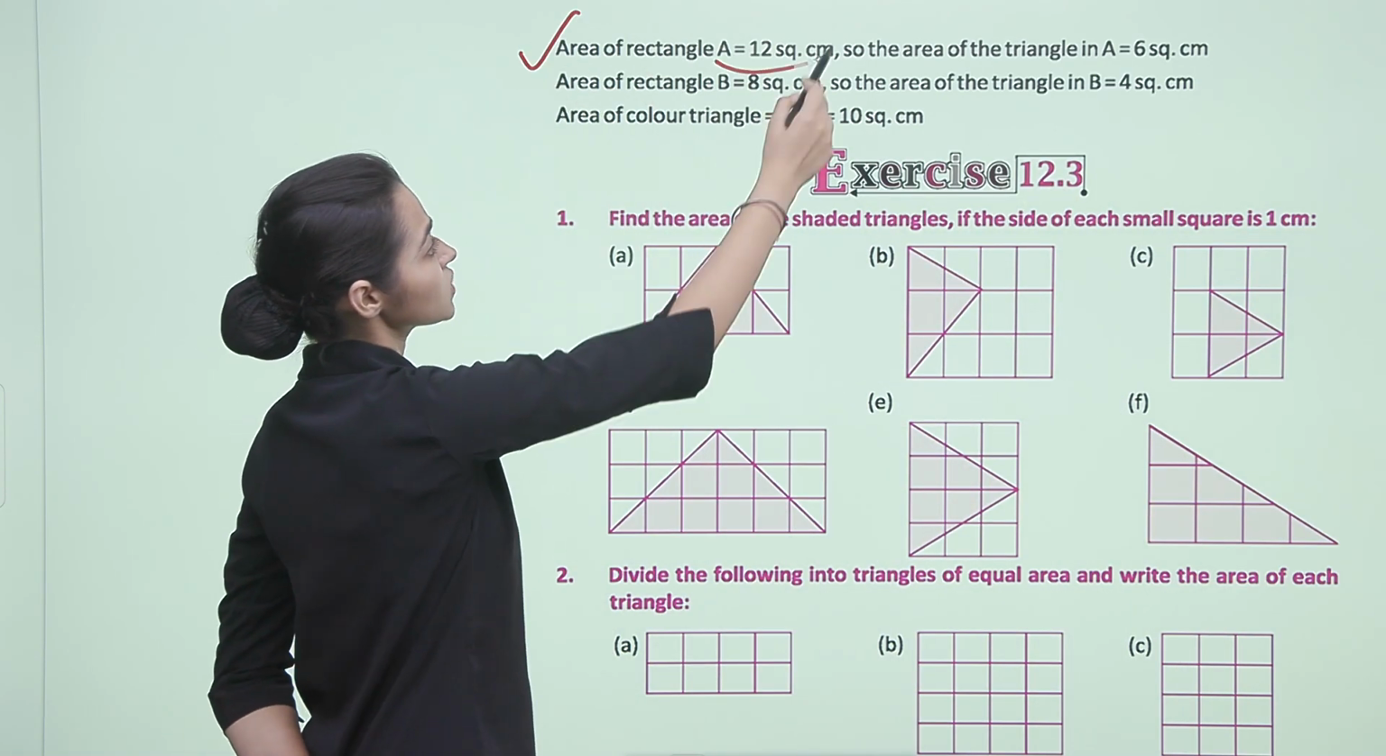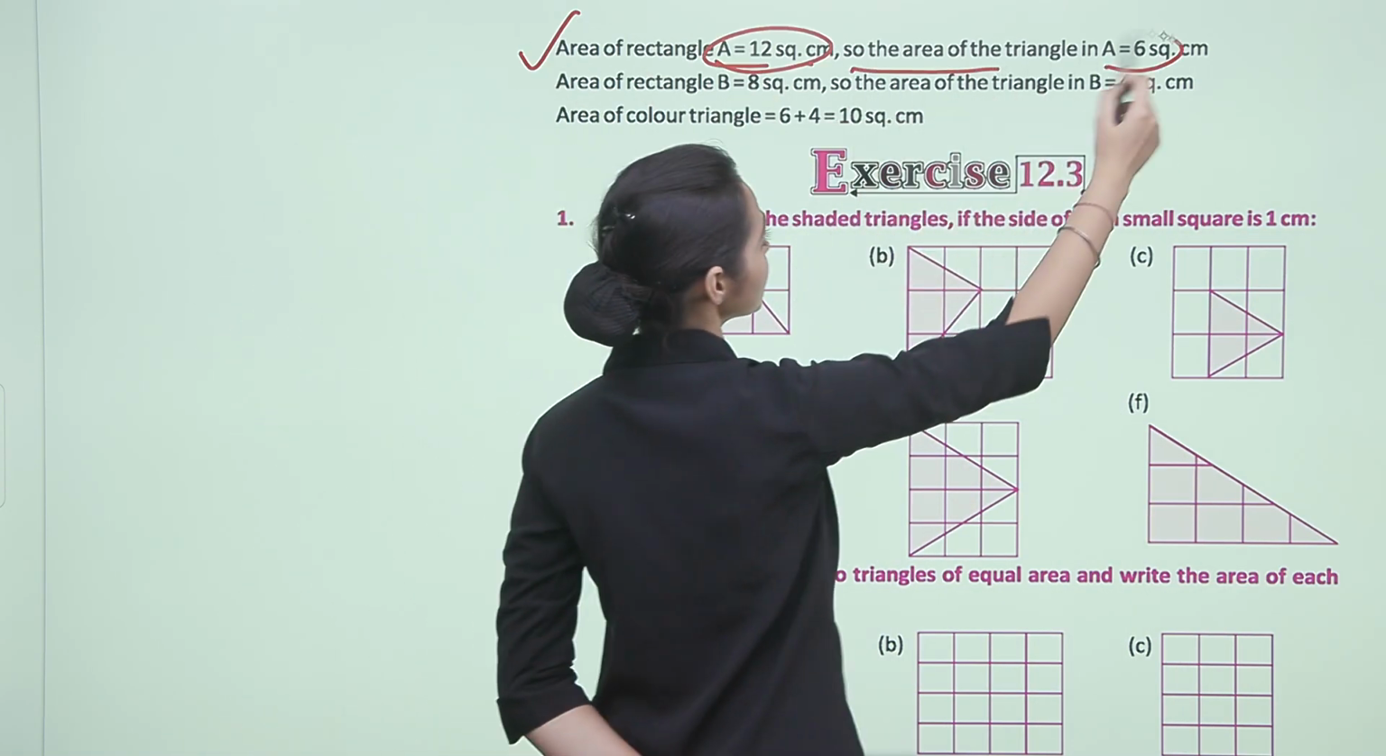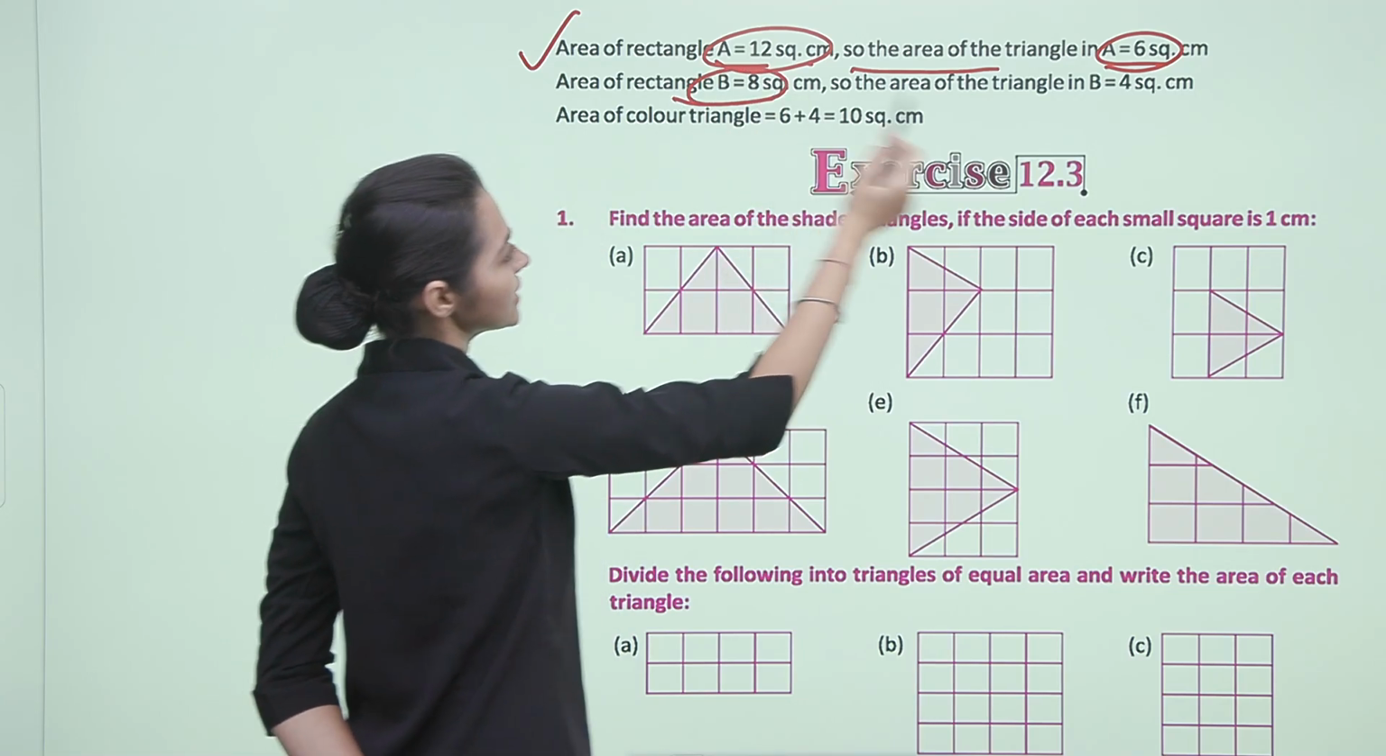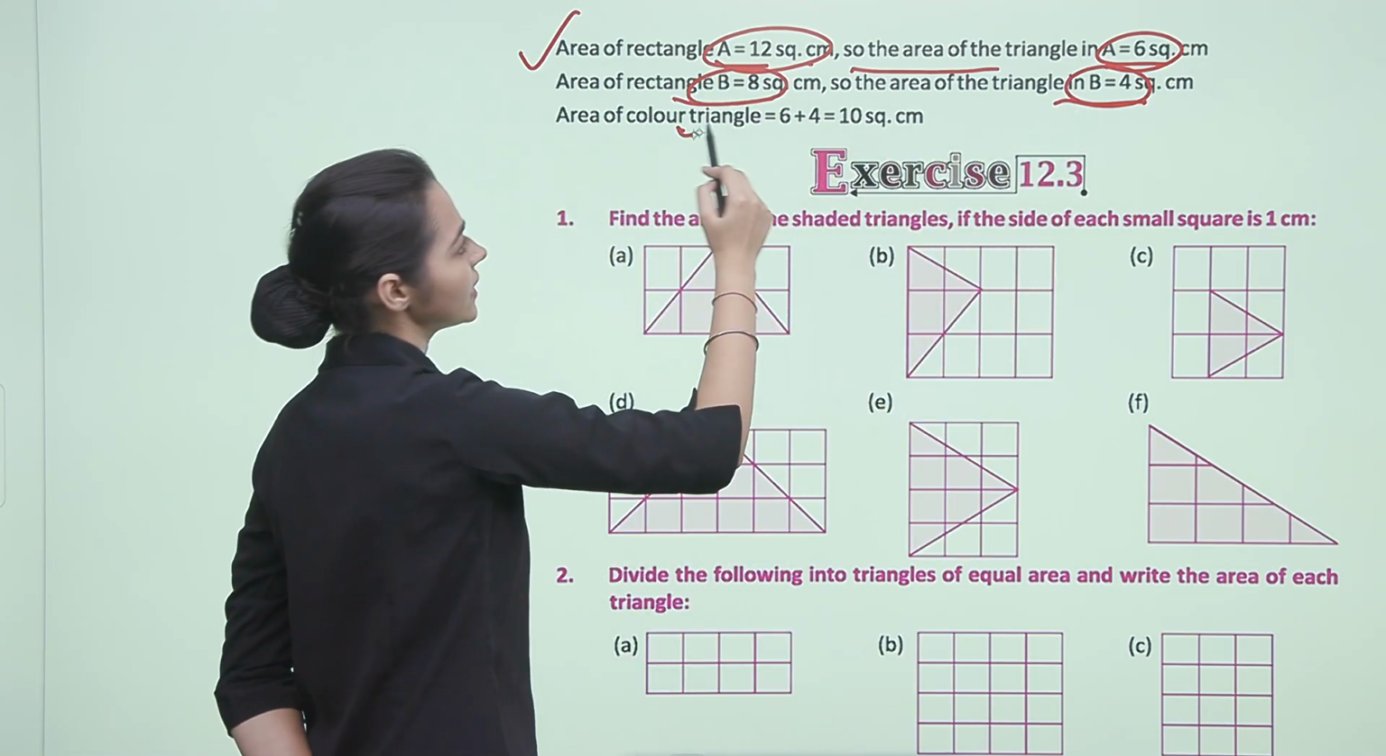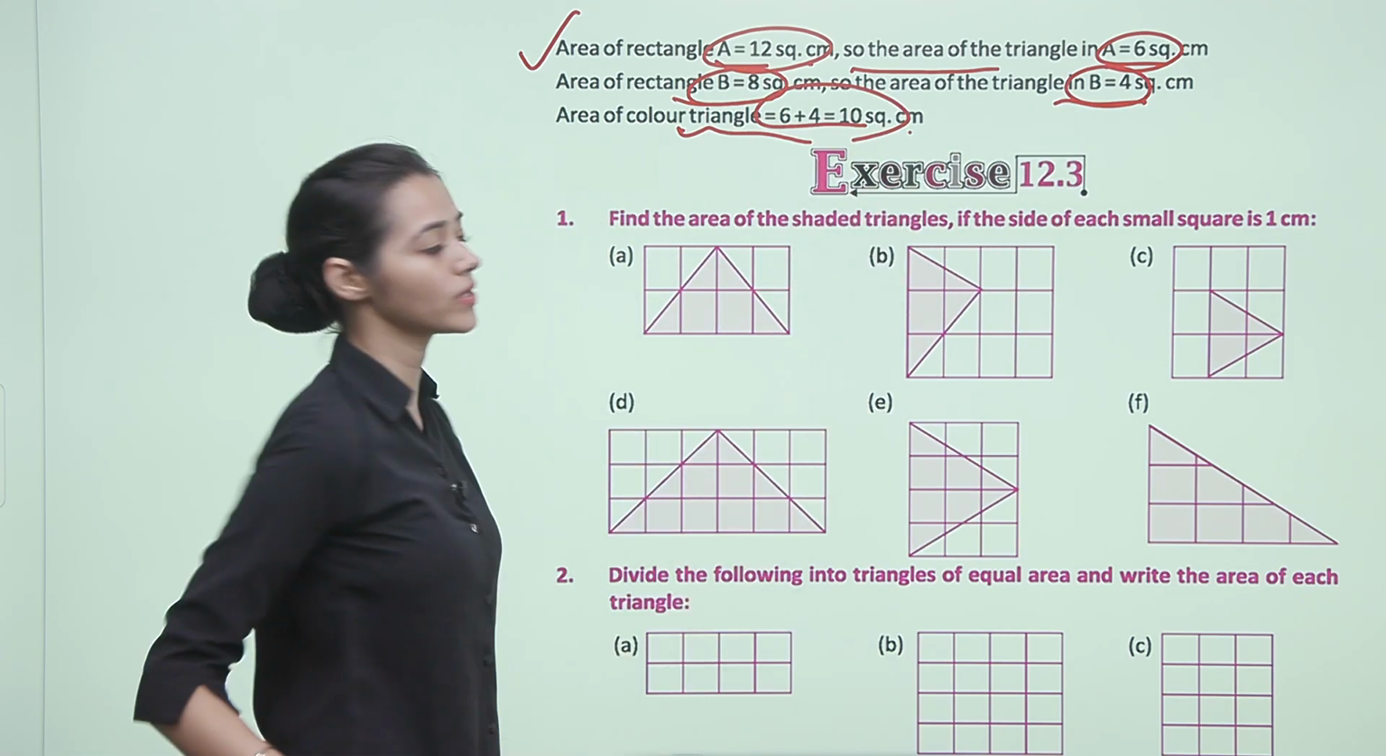Now the area of rectangle A is 12 square centimeter and the area of the triangle is 6. Area of rectangle B is 8 and the area of the triangle is 4, and the area of the colored triangle is 6 plus 4, that is 10 square centimeter.